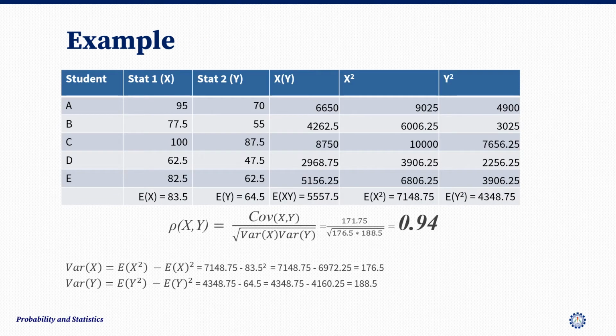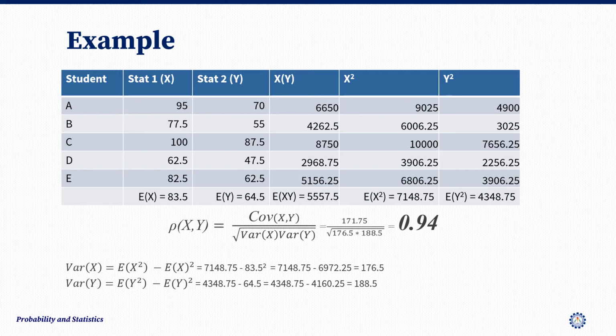So here we have the previous example. We have our x variable, which is the stat1 grade, and the y variable, our stat2 grade, and then we also have x multiplied by y. First we'll get the variance of x and the variance of y. As you can see here, the formula for the variance of x is equal to the expected value of x squared minus the expected value of x, squared.